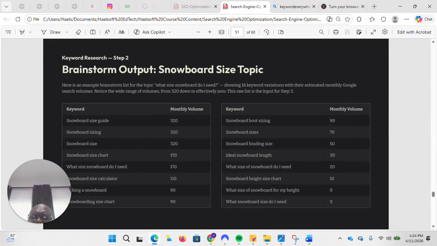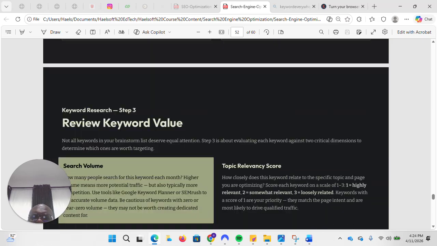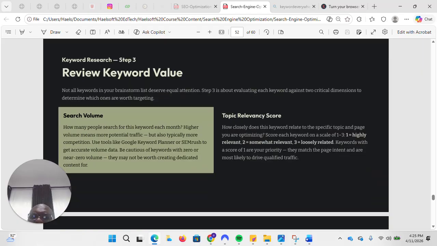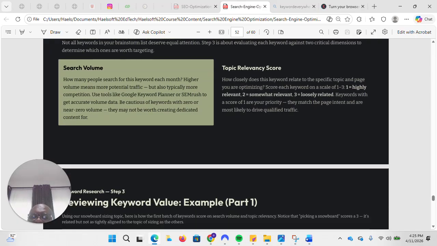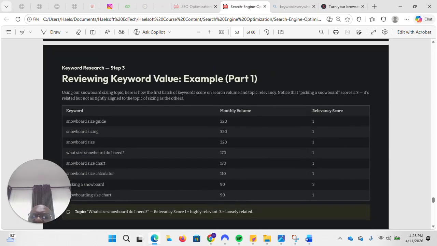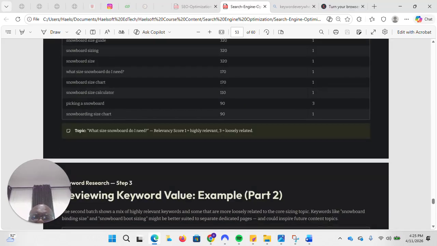And ensure you brainstorm your keyword ideas with your team members to find out the keywords that are relevant and can drive revenue for your brand and are also high commercial value keywords, and also the search volume for this particular keyword. Then review keyword value, search volume, topic relevancy score. Are these keywords relevant to your business? I've talked about the keyword value, that is the monthly volume, and also the relevancy score.